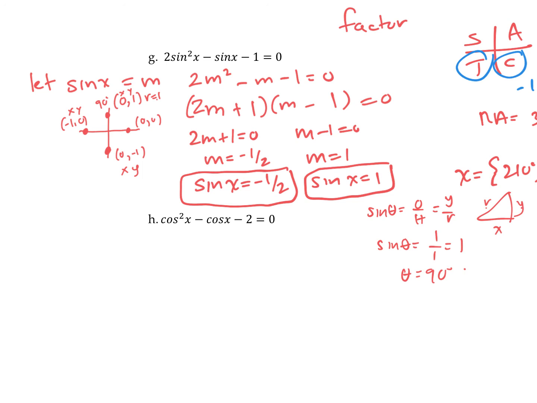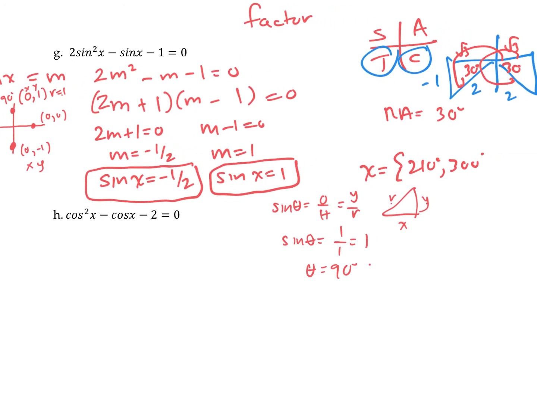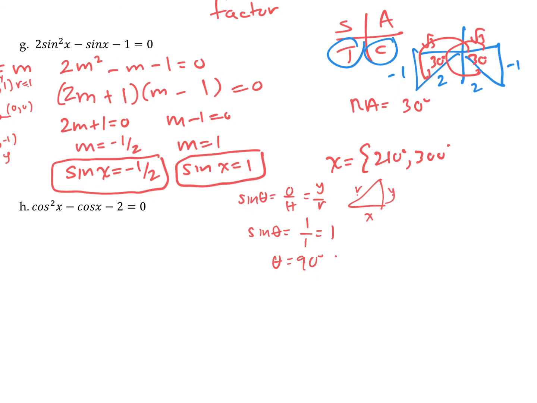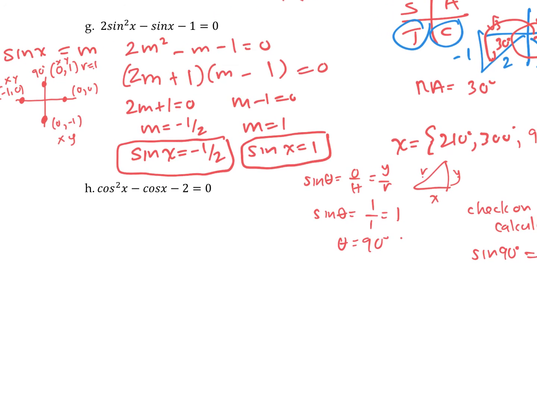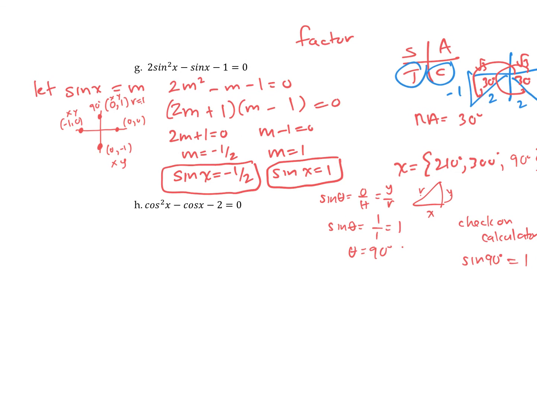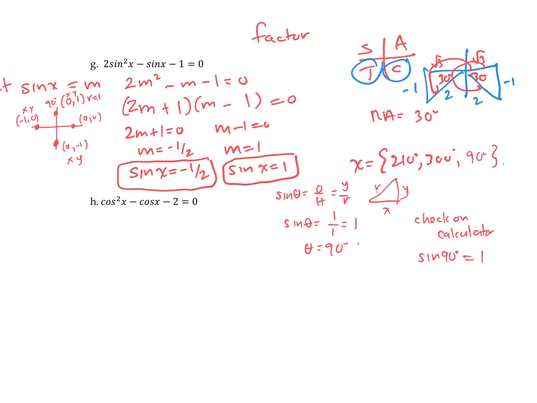It'll make more sense when we do graphing, which is another way to solve it, but since we haven't done graphing yet, we'll have to do it this way. And you can always check on your calculator. It's pretty easy to check these. I could just type in sine of 90, and you will see that it equals 1. Okay, so if it equals 1, -1, or 0, it's going to land on an axis. So it's either going to be 90, 180, 270, or 360. So my solution set is 210, 300 for sine x equals -1/2, and 90 for sine x equals 1.